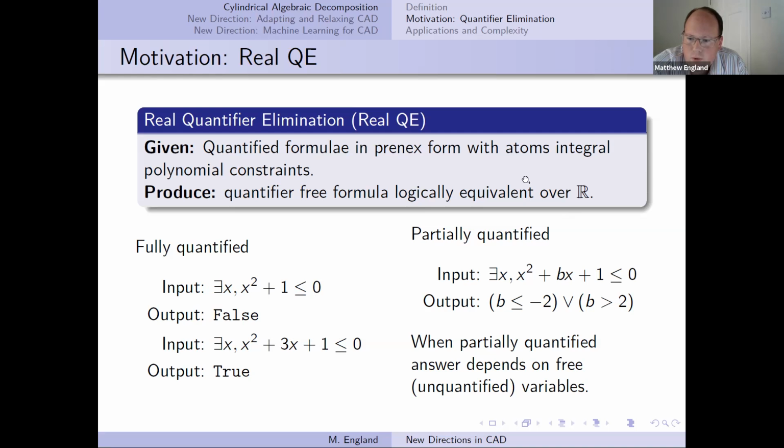So in this third example here, does there exist x such that x squared plus bx plus 1 is less than or equal to 0? So b is a second unknown here, but it's not a quantified unknown. So what is the answer to that? Well, it depends on b. For some values of b, there will exist such an x, and for some values of b, there won't exist such an x. So the output is a formula in b. And this formula is equivalent to the input. That is to say, if the output is true, then the input is true. If the output is false, then the input is false.